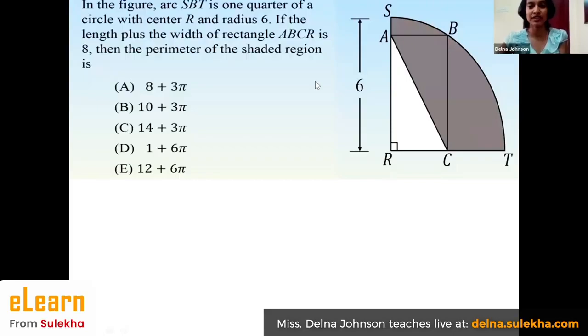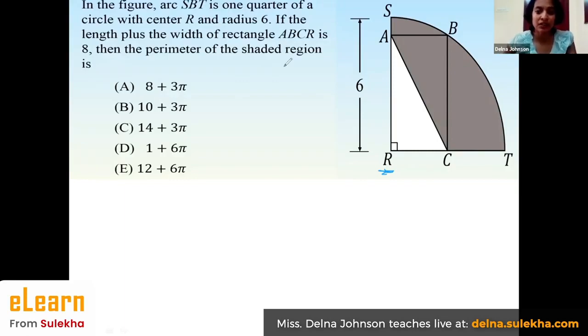So let's see. Okay, so this is the first problem given. In the figure, the arc SBT is 1/4 of the circle. So we know if you're taking the whole circle and dividing it by 4, that is 1/4 of the circle. They've also given that the center is R, and the radius is 6, which is mentioned here. So basically SR is also 6, and RT is also 6.